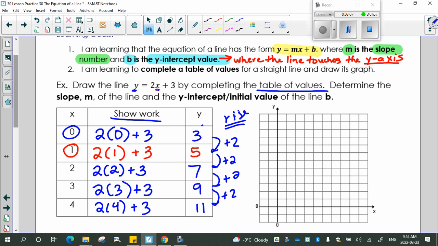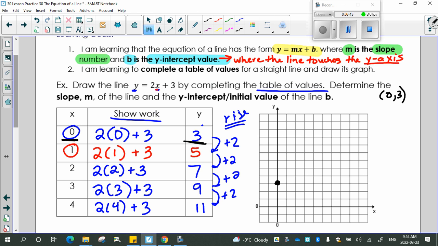Okay, and all right, so if we were just to plot these points, the point when x is 0 and y is 3, so in other words, the point 0, 3, where would that be on my graph? Who can explain to me how to get to 0, 3? On the y, very good, at 3. So there's the point 0, 3.